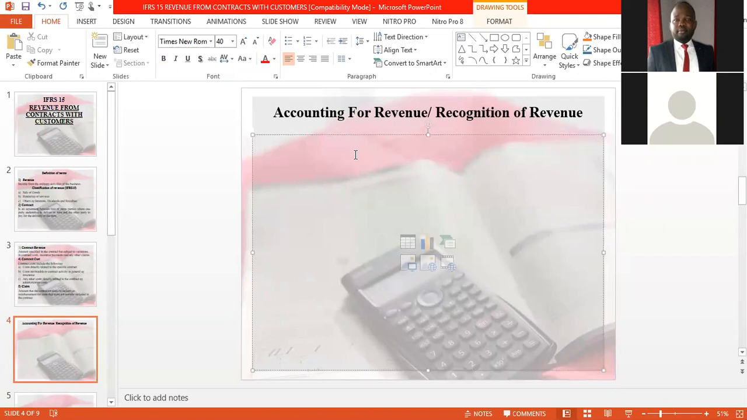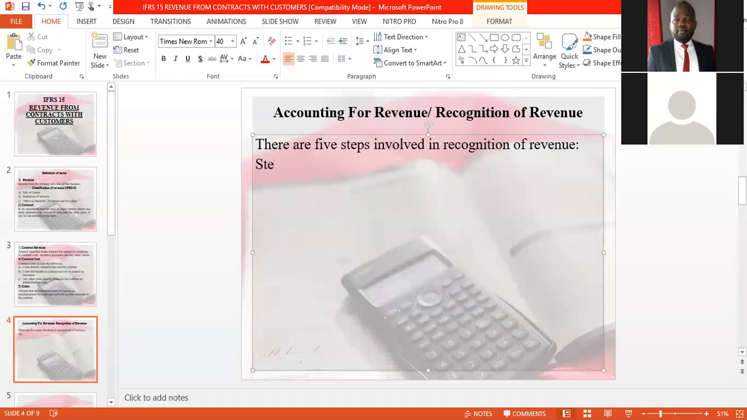There are 5 steps involved in recognition of revenue. This is generally new to the standard. It was not in the previous standard. Please take note of these steps. This is not in the notes, so take note of this. If you have the notes, you can add it somewhere. But of course, you will get the slides.